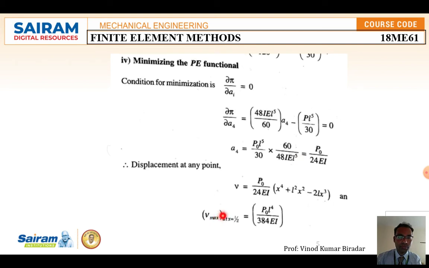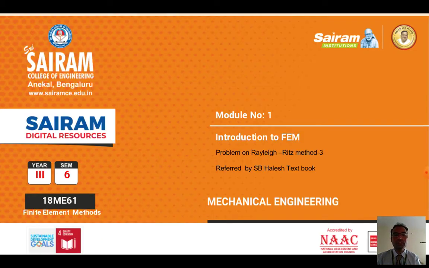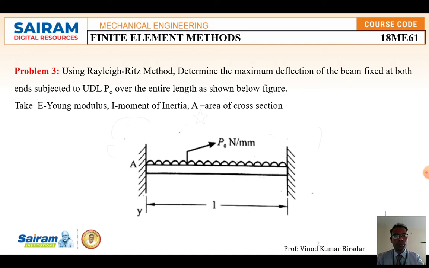So the maximum deflection at half is found by substituting x equal to half. At the middle means half, that is x is equal to L by 2, where the total length is L. After substituting, you are going to get P0 L to the power of 4 whole divided by 384 EI. That is the deflection at the middle point of the given beam. Like this you have to calculate the problems on the Rayleigh method for different beams.